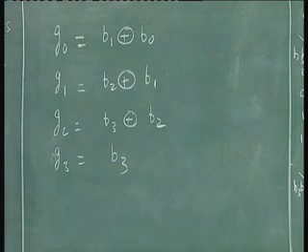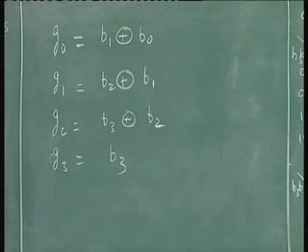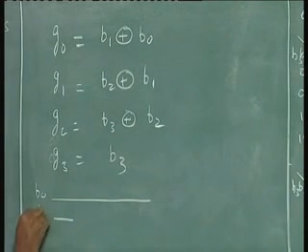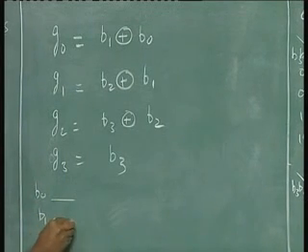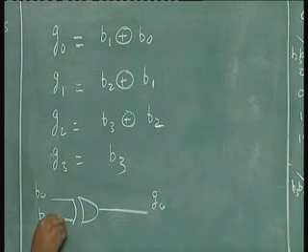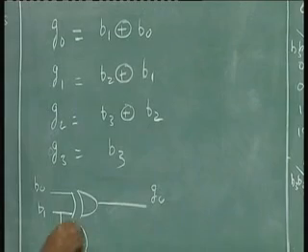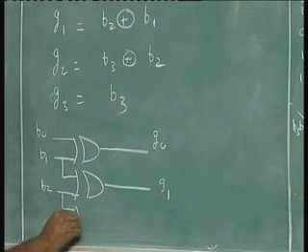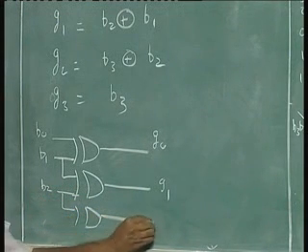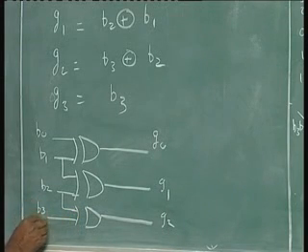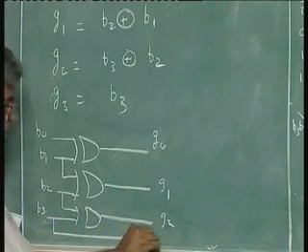8 zeros followed by 8 ones, 8 zeros followed by 8 ones. Now, you can very easily draw this. B0, B1, this is G1, G0, G1, G2, G3.